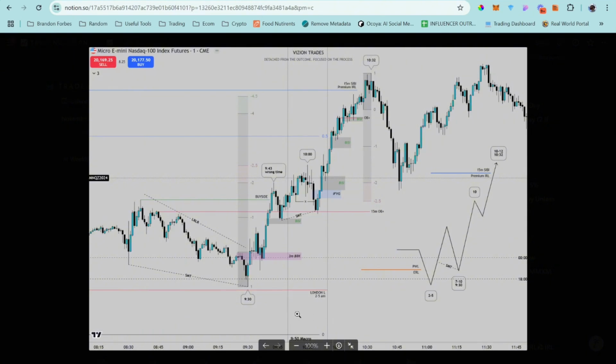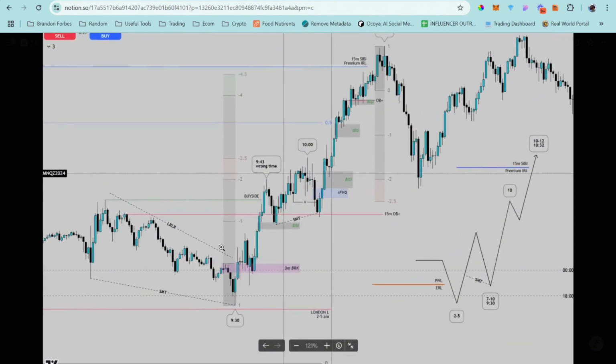So you can see here, once we take out this low resistance liquidity, we do a small retracement into this BC right here. So this is our buy side imbalance, sell side inefficiency right here. Price taps into it, and we make a high at 9:43. And I've noted out here, wrong time. This is a wrong time to make a high.